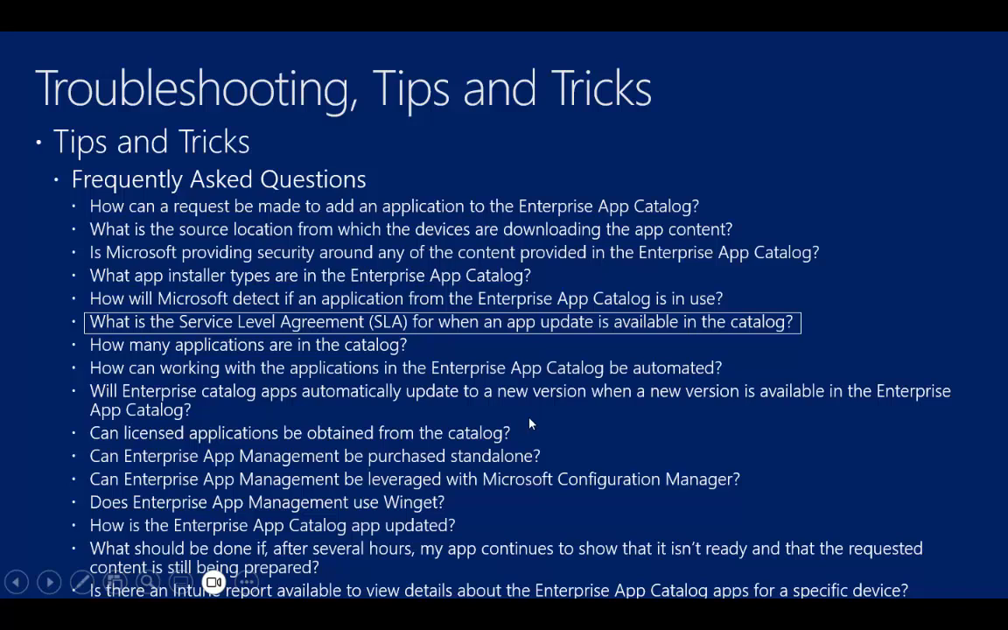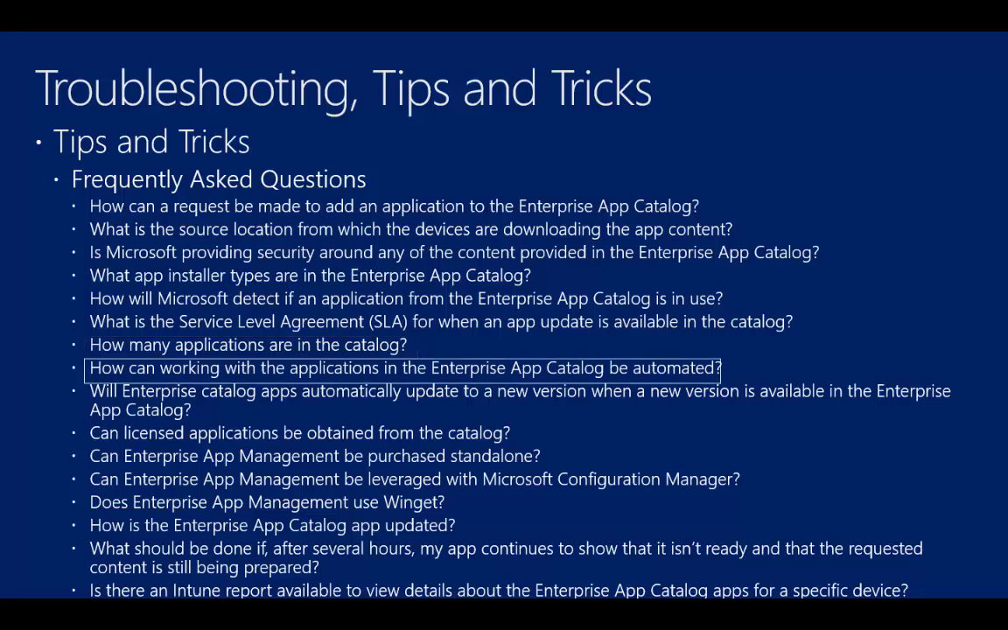What is the SLA for when an app update is available in the catalog? We don't have an SLA, right? That's up to the vendor. How many applications are in the catalog? When we first introduced it, it was documented to be 100. As I mentioned, I counted a week to 10 days ago, and there were over 450 in the catalog.